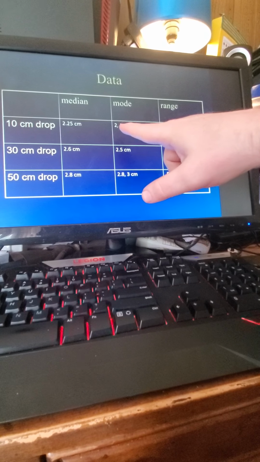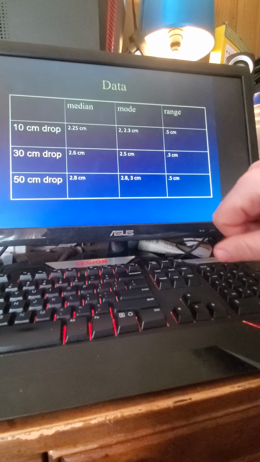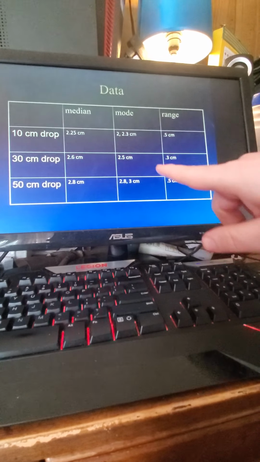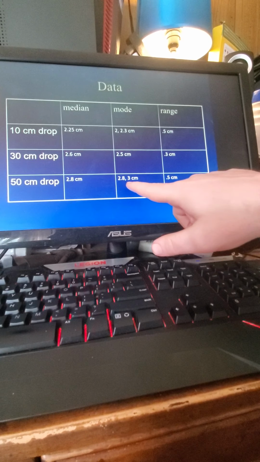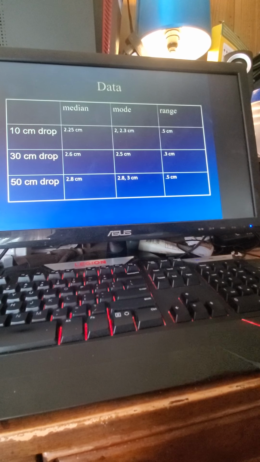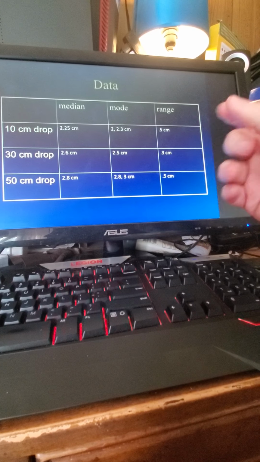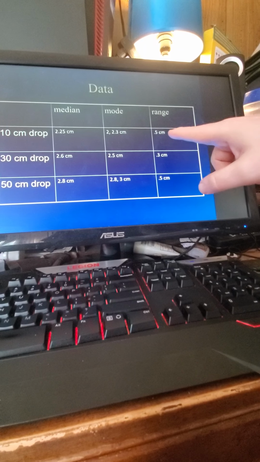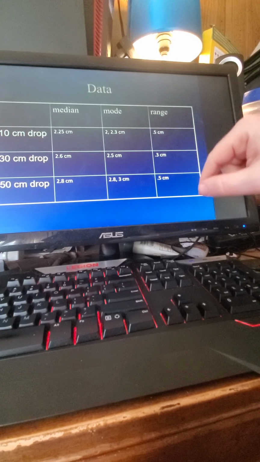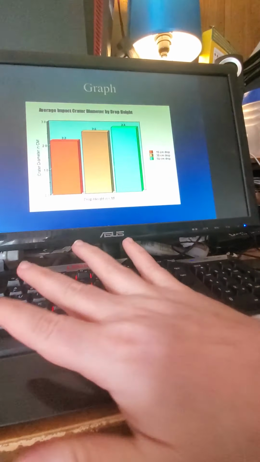So for my 10 centimeters, I had an equal number of 2 centimeter measurements and 2.3 centimeter measurements. For my 30 centimeter drop, I had a 2.5 show up the most. And for 50, I had an equal number of 2.8 centimeter and 3 centimeter drops. Finally, the range is how big the difference is between the smallest diameter and the largest diameter. In this case, it was 0.5 centimeters at 10, 0.3 centimeters at 30, and 0.5 centimeters at 50.